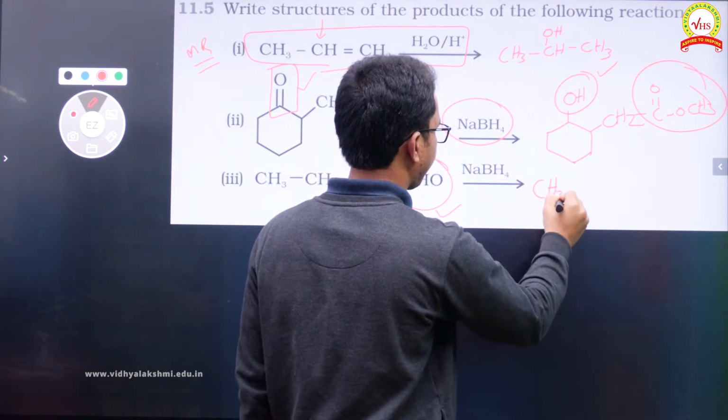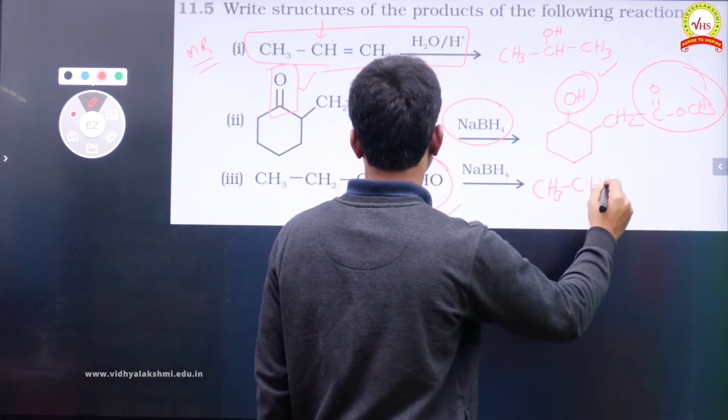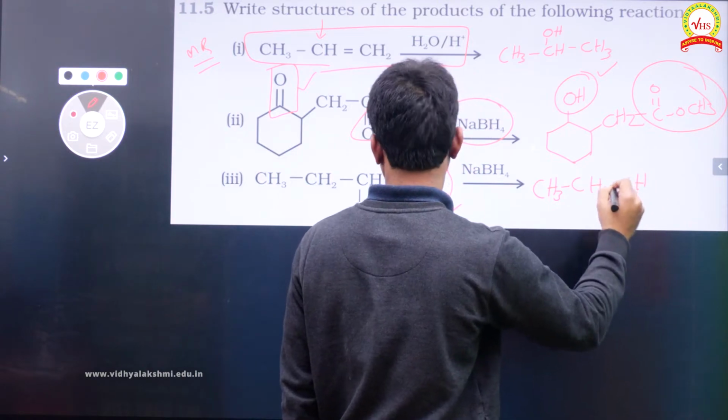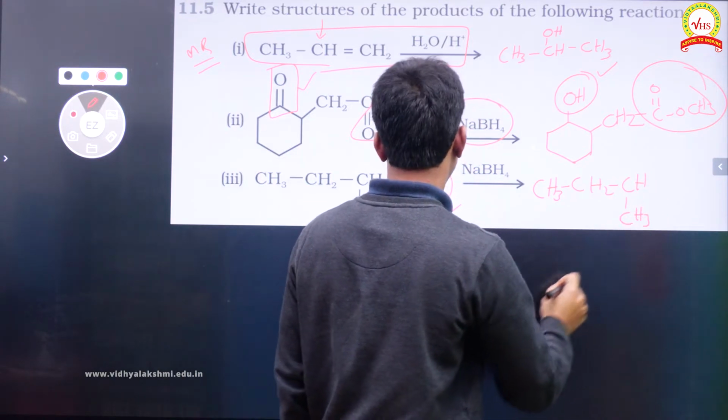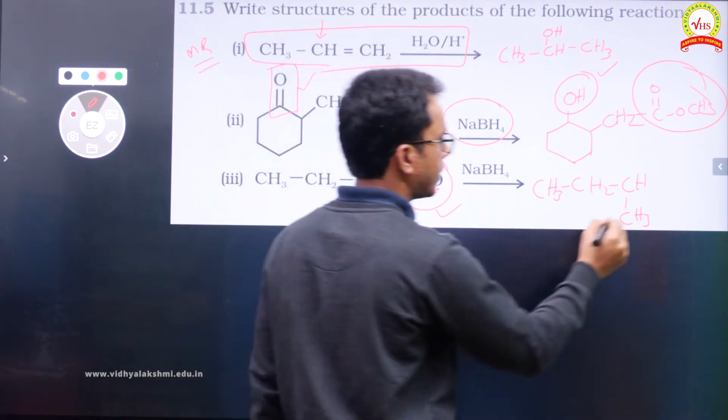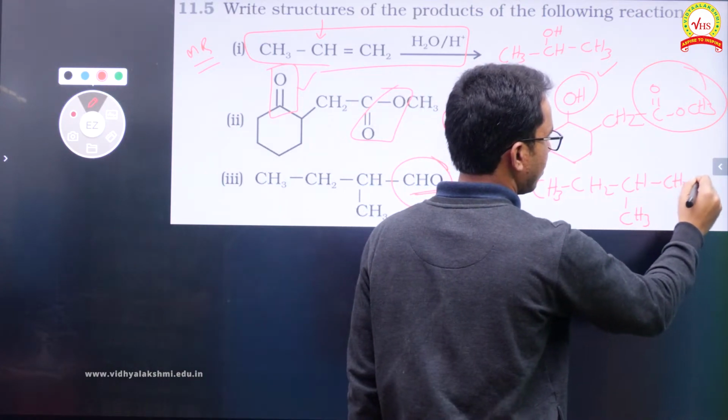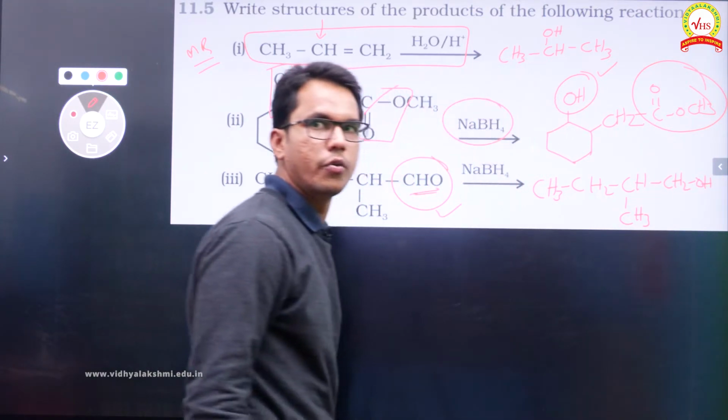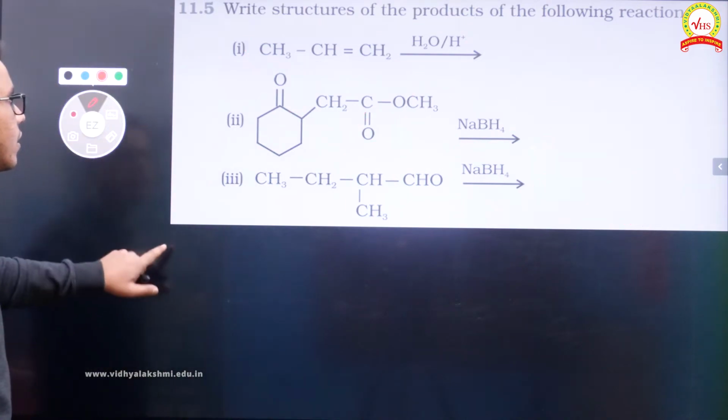That is CH3 CH2 CH3. Okay, this group turns into what? Alcohol. That is CH2OH group. Okay, next. Let us go to the next one.